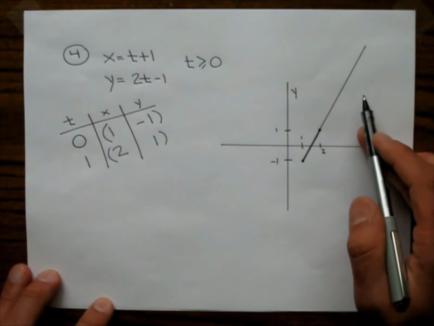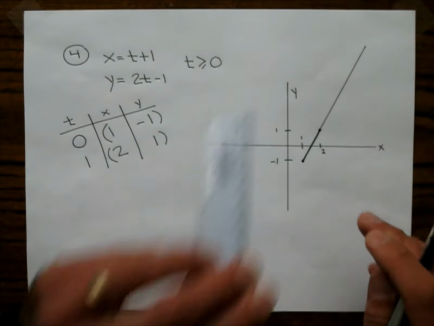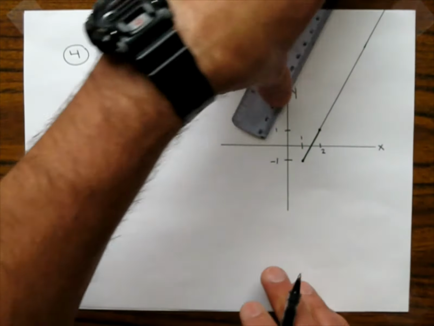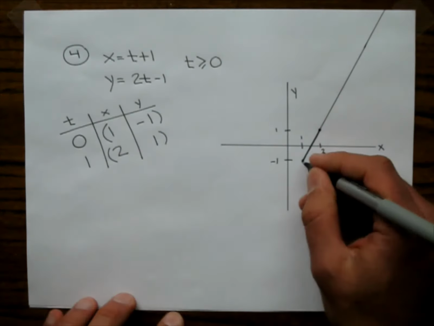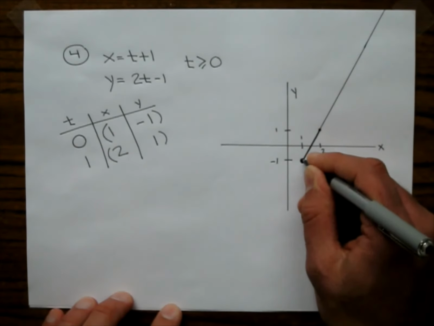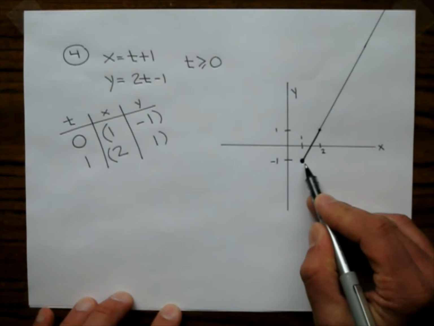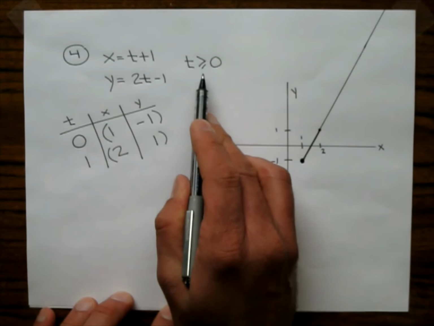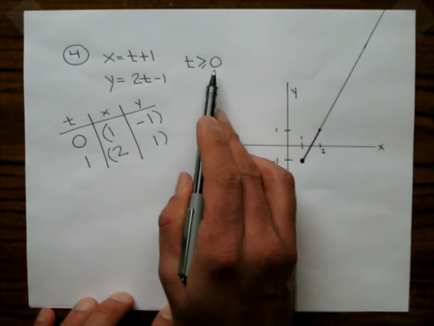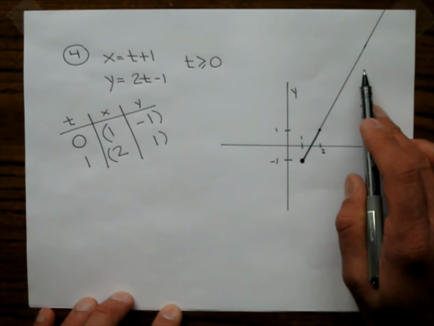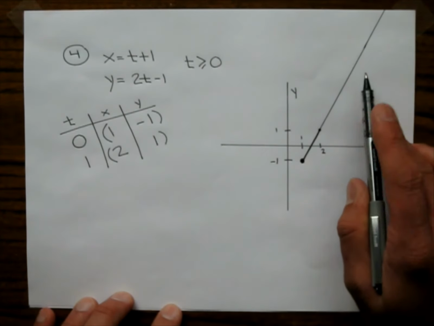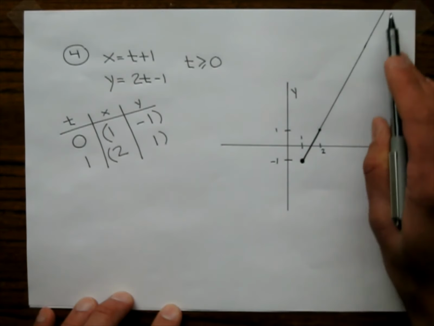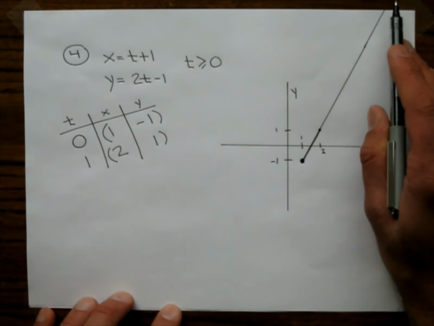Now, it's going to keep going, so it will go right off the page probably, right onto the desk. But it has to not go on the other side of this point, and the reason for that is because t is greater than or equal to 0. So it's not a line segment, it is not a line, and from geometry you might remember the word for something that starts at a point and goes off to infinity. That is called a ray.